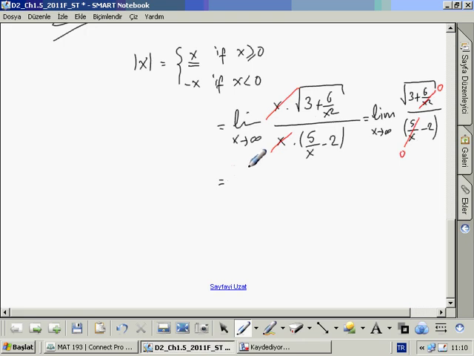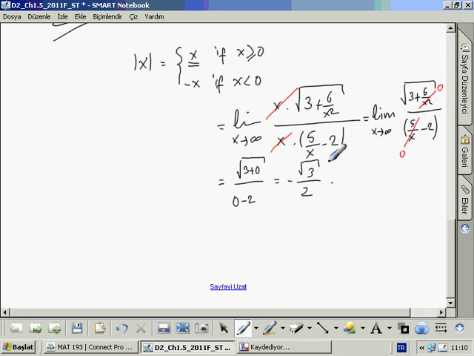So we get the square root of 3 plus 0 over 0 minus 2, so it is equal to minus the square root of 3 over 2. This is the first part solution.